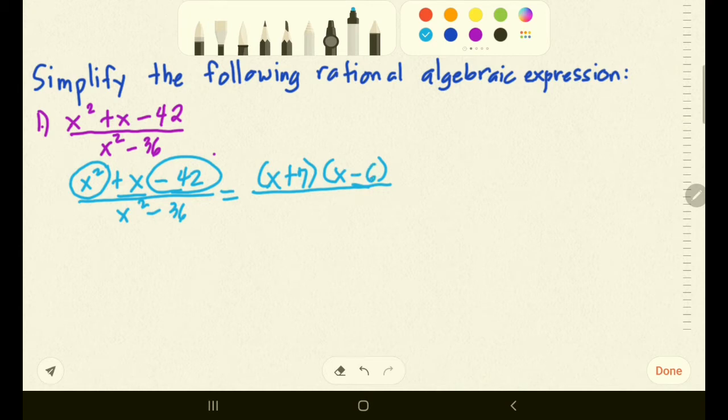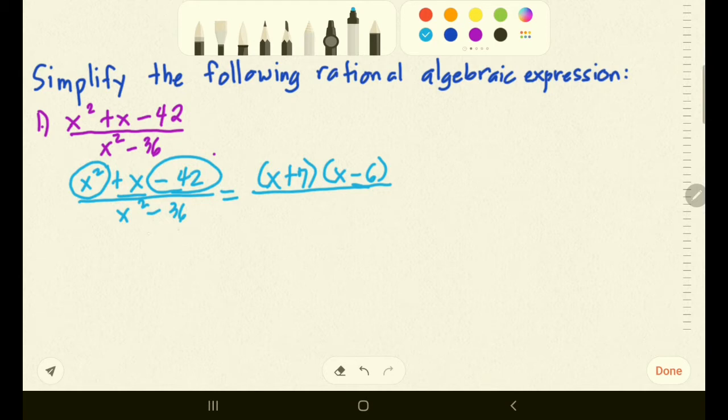If we're going to check this, 7 times x would be 7x. x times negative 6 is negative 6x. So you add them, 7x plus negative 6x, and you get positive x, that is the middle term. So the factors x plus 7 times the quantity x minus 6 are the factors of x squared plus x minus 42. Okay, how about the denominator?